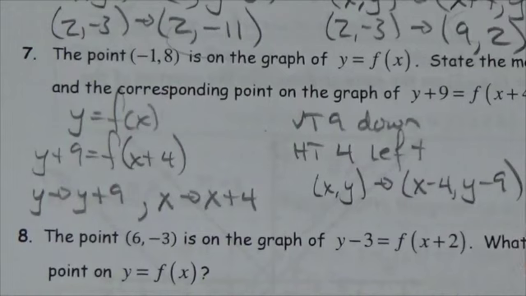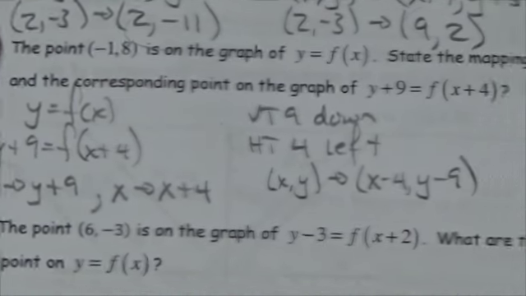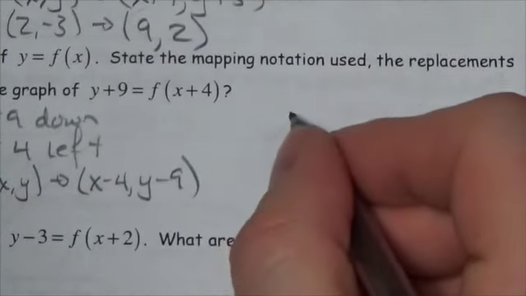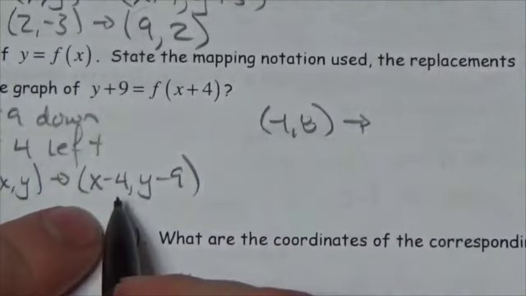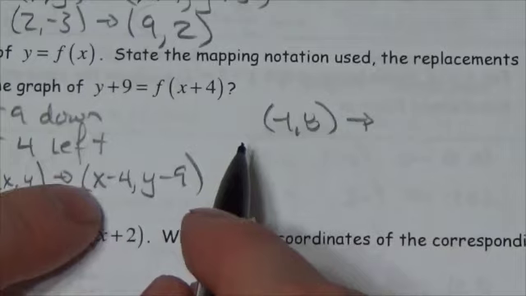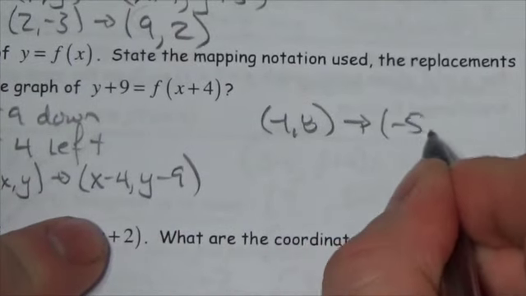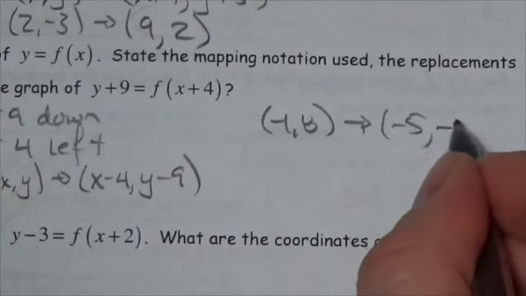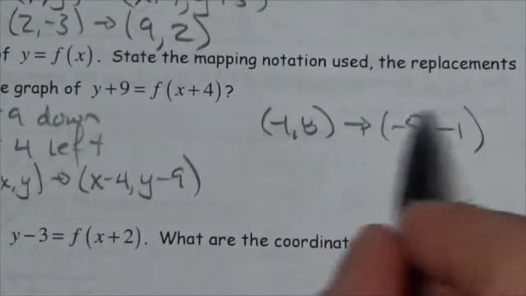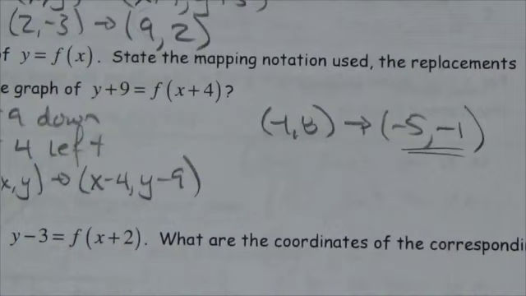Now, let's apply this to the actual point. Okay, so the point negative 1, 8 is going to become, well, it was x coordinate minus 4, so this is going to become negative 5. And then the y coordinate, which is now 8 minus 9, will give you negative 1. And so there's the image point of the original point that we were given.